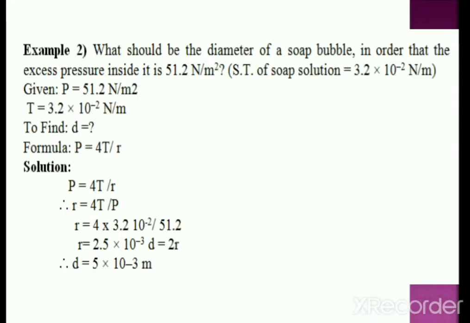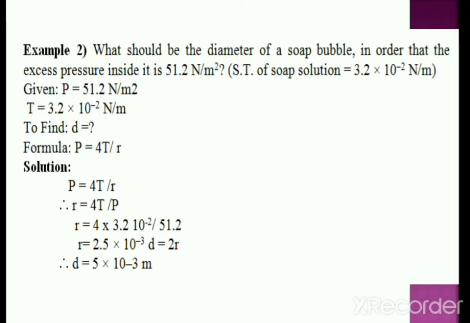Now see the second example. What should be the diameter of a soap bubble in order that the excess pressure inside it is 51.2 Newton per meter square? The surface tension of soap solution is 3.2 into 10 raised to minus 2 Newton per meter. Here we have taken a soap bubble. We know that the excess pressure of soap bubble or excess pressure of air bubble is 4T upon R. And again excess pressure of drop is 2T upon R. But we are going to use the formula, that is excess pressure of air bubble, that is 4T upon R.